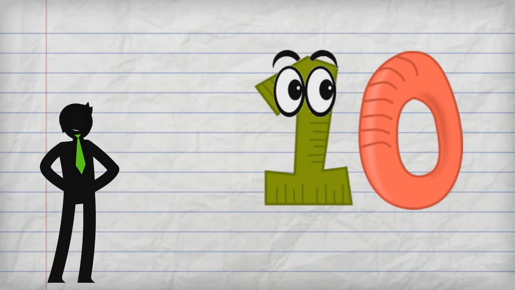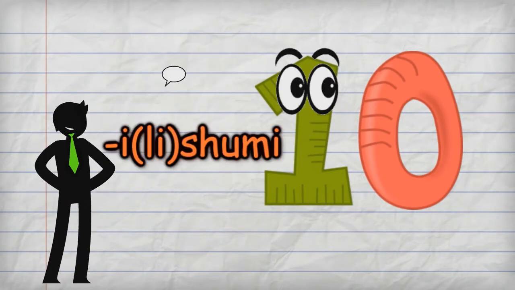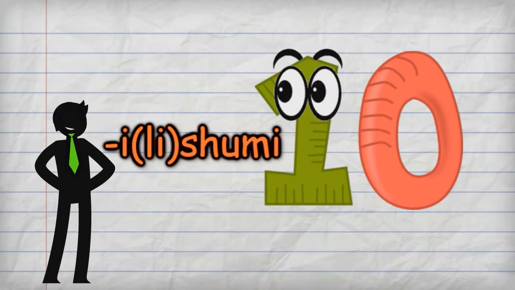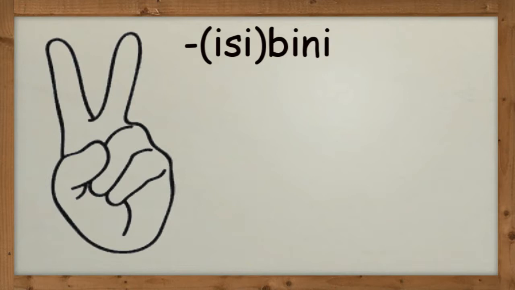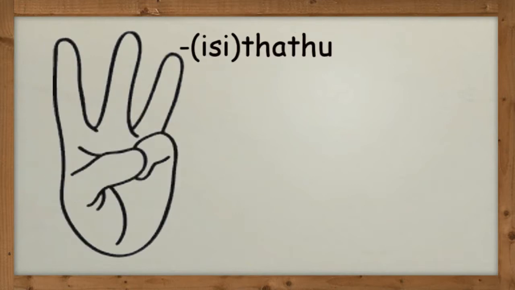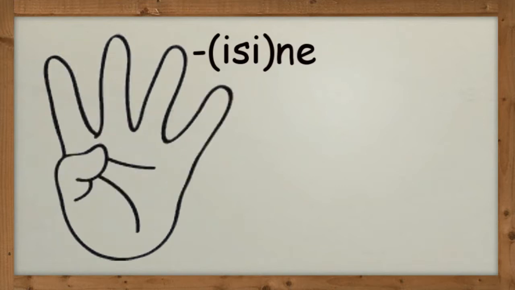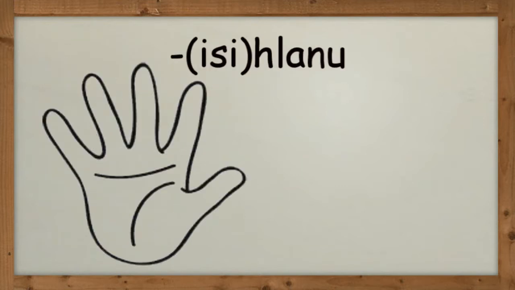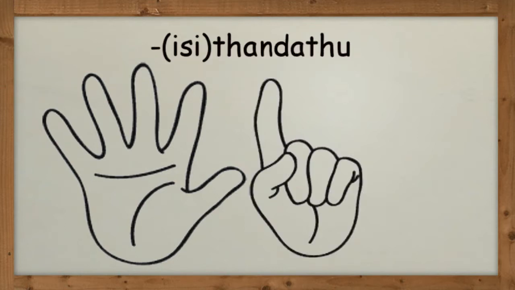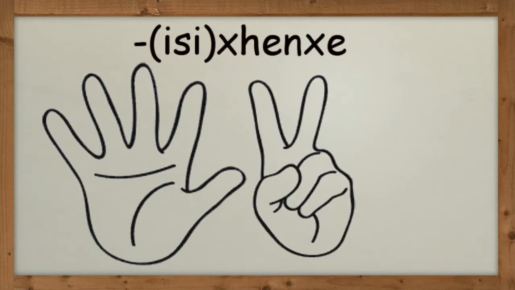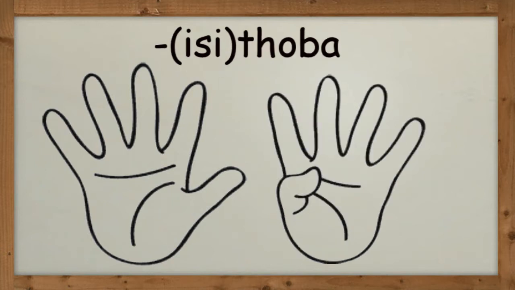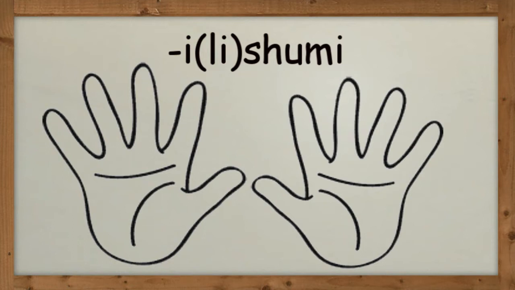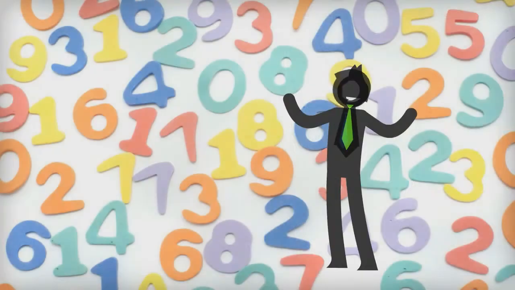And the root word for 10? Ishumi. So, we have nye, bini, tatu, ne, klanu, tandatu, sikrenke, sibozo, sitoba, and ishumi. And now you know the root words for numbers in isiXhosa.